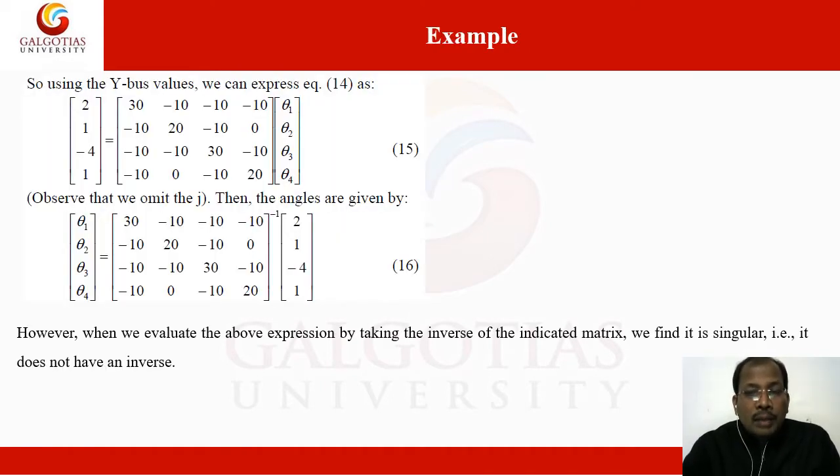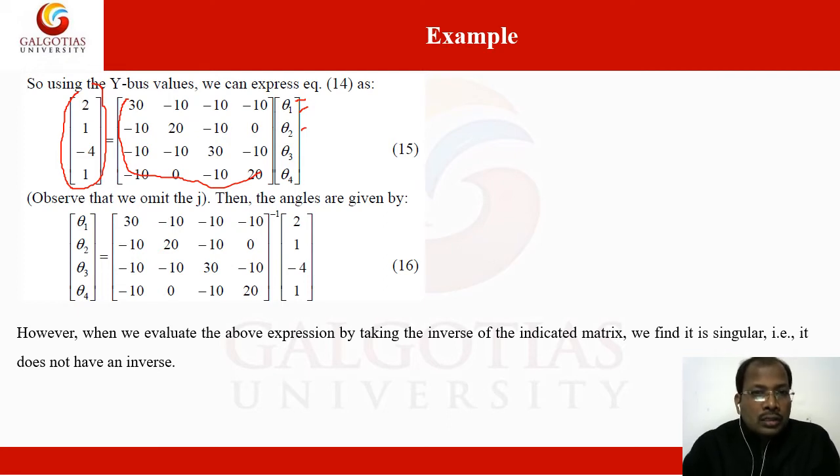So here we again take the example. In the previous lectures we already calculated the admittance Y bus matrix in terms of the susceptance, and we know the injection power in per unit, already given. So bus 1 is 2, 1, minus 4, and consider theta 1, theta 2, theta 3, theta 4. We want to calculate these.